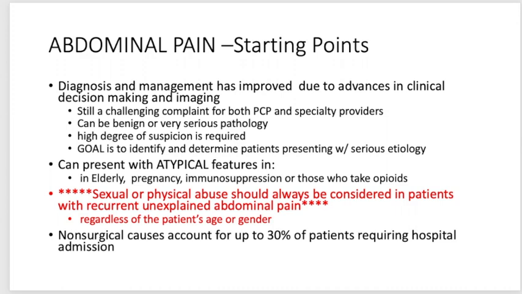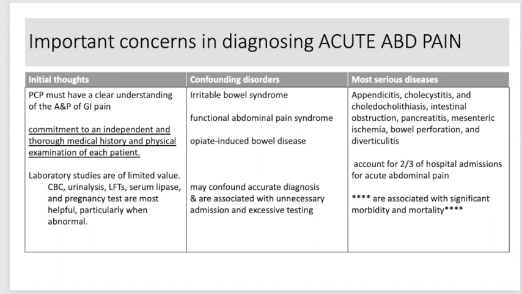A recurrent, unexplained abdominal pain in patients should always be high suspicion for sexual or physical abuse, regardless of patient age or gender. Nonsurgical causes, which are those more benign findings, actually account for up to 30% of patients requiring hospital admission. So, some important considerations in the acute abdominal pain workup are your initial thoughts.